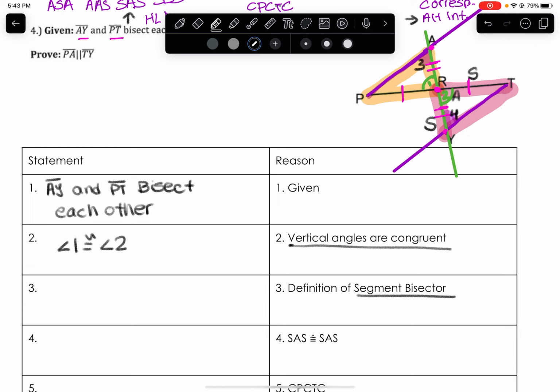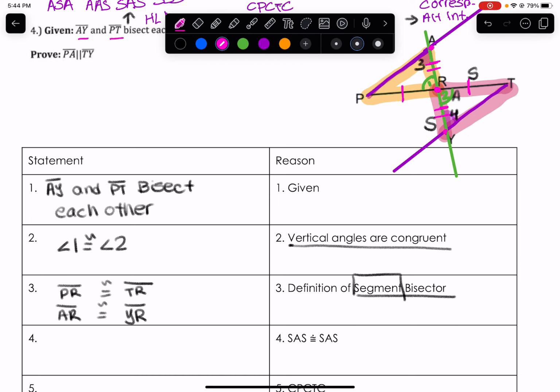Now, if I'm talking about the segment bisector, I have 2 different statements that I can say. So AY bisects PT. So as a result, PR is congruent to TR. And likewise, AR is congruent to YR. Why? Because it's the definition of a segment bisector. It's important that we say the word segment to make sure that we're focusing on the fact that these are 2 sides that I have just proven. This is a side, and this is an angle.